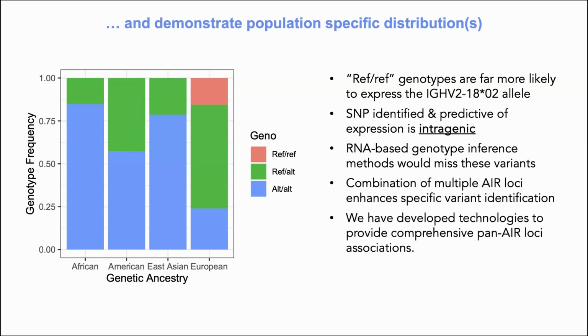non-coding variants. We believe that the combination of variant identification across immune receptor loci is going to be really powerful to identify specific, sensitive signatures for disease prediction. And we think that the data I'm showing you here is our first glimpse of that. We've developed these technologies to provide comprehensive pan-immunoreceptor genotype associations.